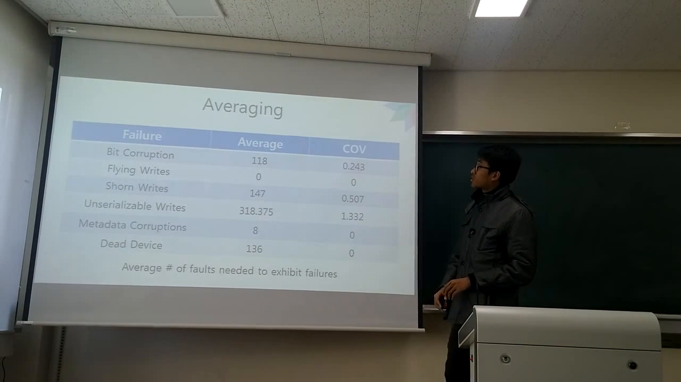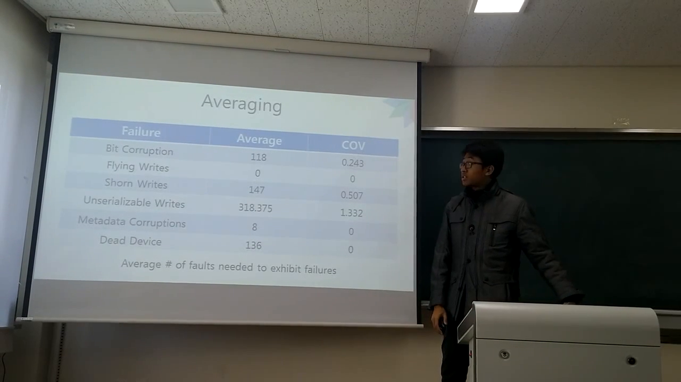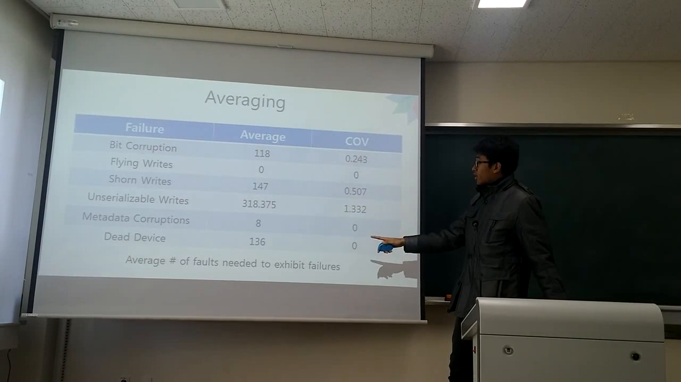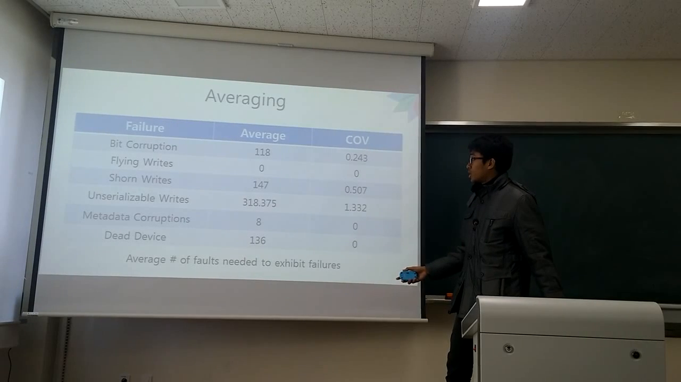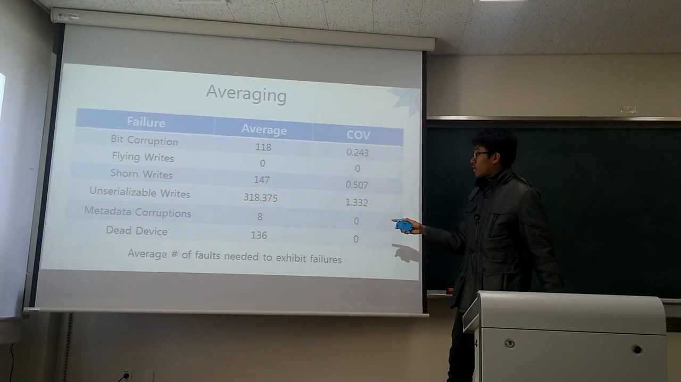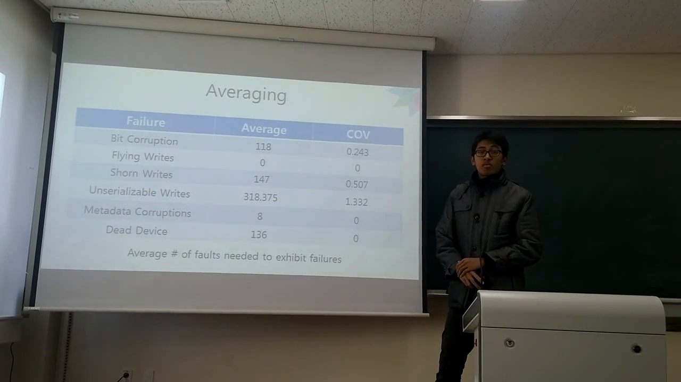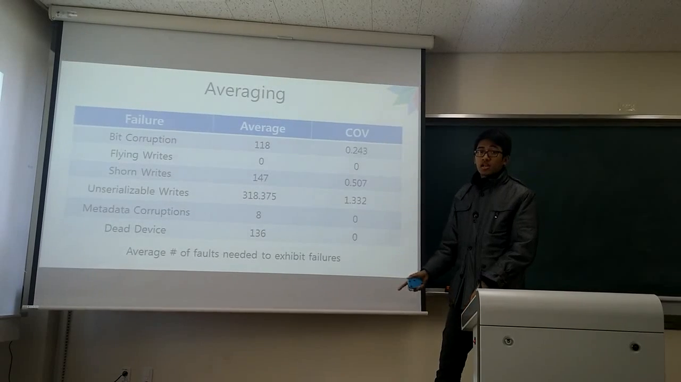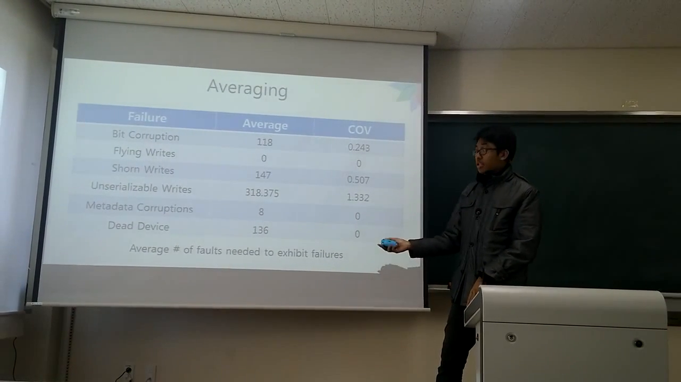And this is the result when we use the averaging workload characterization. Here we have the number of faults needed to exhibit some kind of failure. There are no flying writes at all. And that device we see as SSD number 1 died after around 136 power faults. We tried it again, and the device was dead at that time.